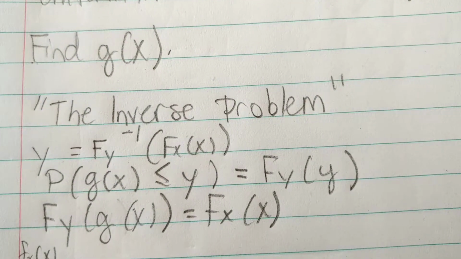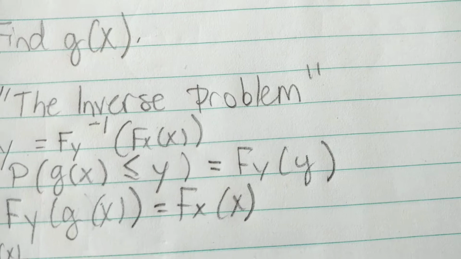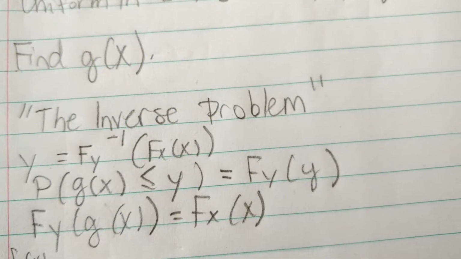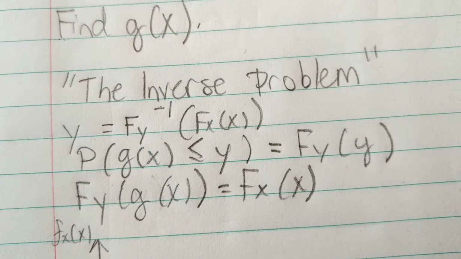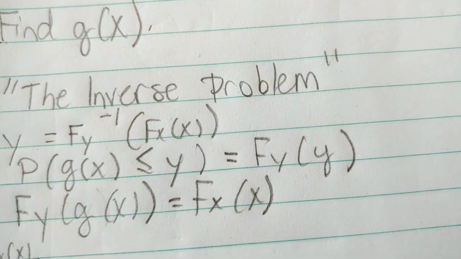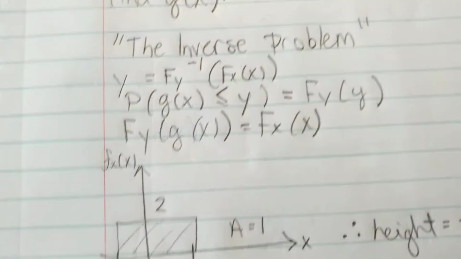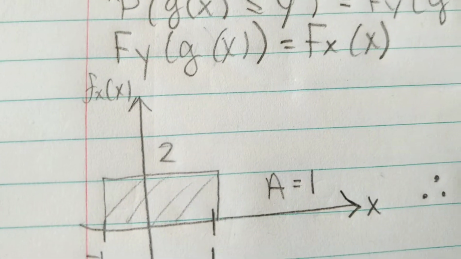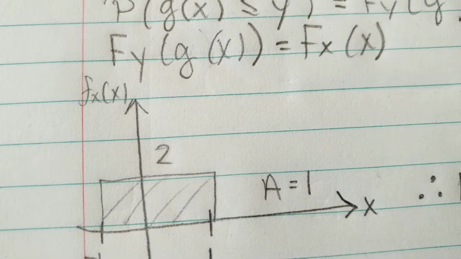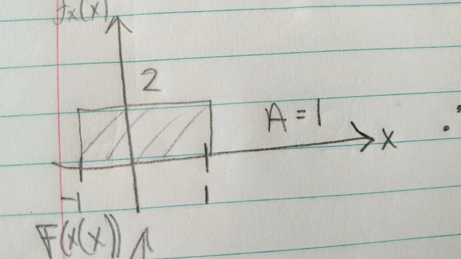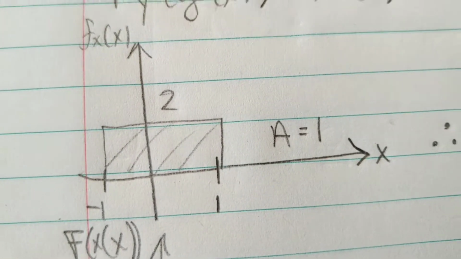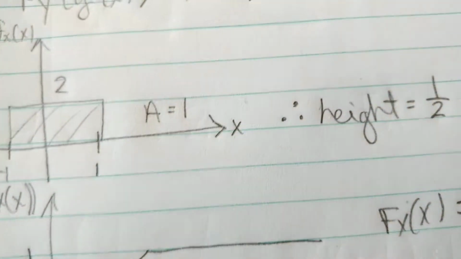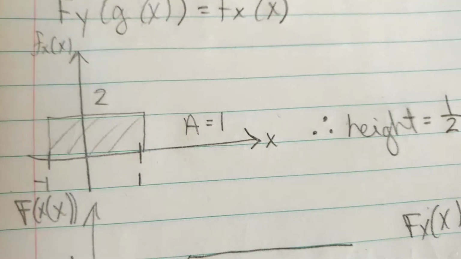And so the probability of g of x less than y is equal to the cumulative distribution function of y, and then fy of g of x is equal to f of x in the inverse problem. And so when we draw this out, essentially x ranging from -1 to 1, we know that the area of this entire area is 1, and so if we know that this length from -1 to 1 is 2, that must mean that the height is equal to 1 over 2. It's just the area divided by the width.